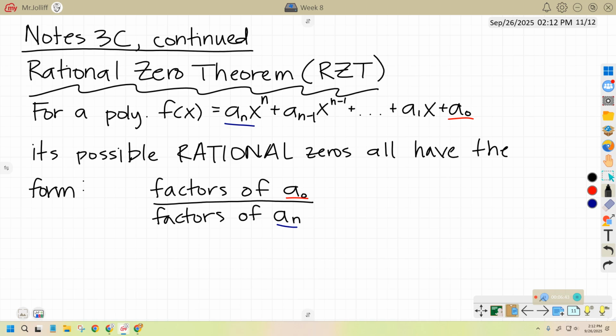We don't want to have to write that expression out every time we talk about it. So you're going to see your book write this as P over Q, where P are the factors of a sub 0 and Q are the factors of a sub n. Factors, plural. We're going to create several fractions and identify which of them are actual zeros.